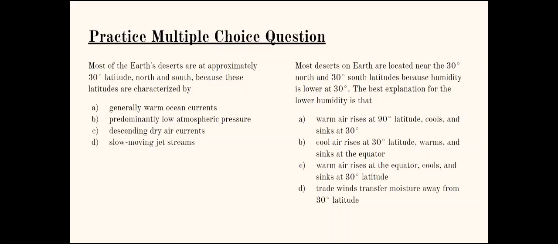And for question 2, most deserts on Earth are located near the 30 degrees north and 30 degrees south latitudes because humidity is lower at 30 degrees. The best explanation for the lower humidity is that what? Hopefully you were able to remember that there is drier air falling down at 30 degrees north and south, and also that the warm air rises at the equator, cools, and sinks at 30 degrees latitude.